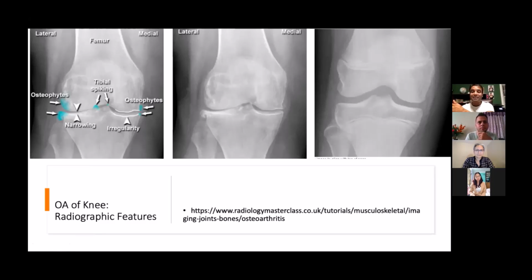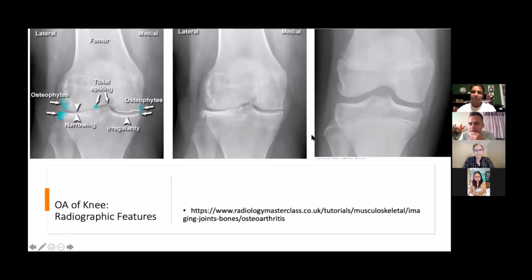Compared to inflammatory arthritis, usually there is erosion and there is no sclerosis. So erosion is a typical feature of inflammatory arthritis. If you see sclerosis, it is likely non-inflammatory. If you see erosion, it is most likely an inflammatory arthritis.